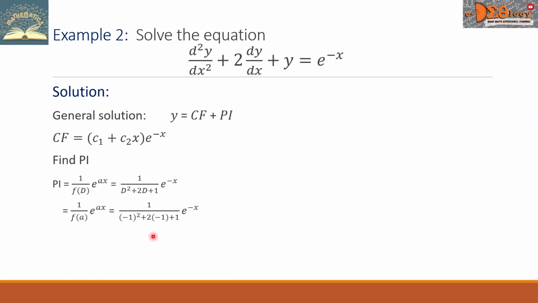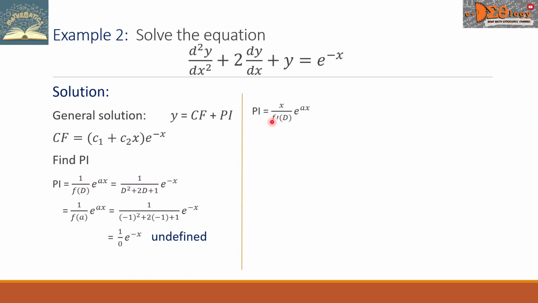The square of negative 1 plus 2 times negative 1 plus 1. When we simplify the denominator, it becomes 0. It means our fraction here is undefined. We will go to the next formula.